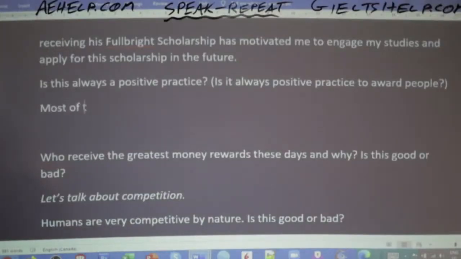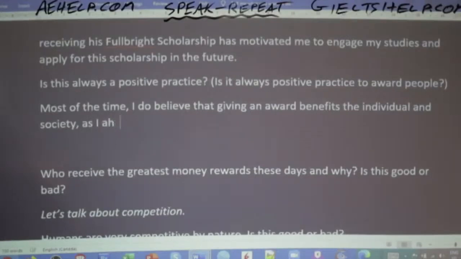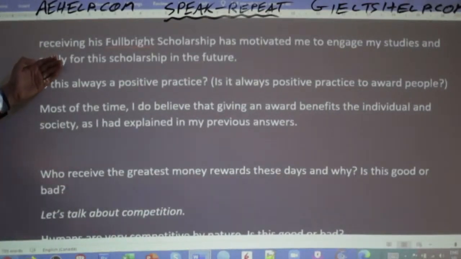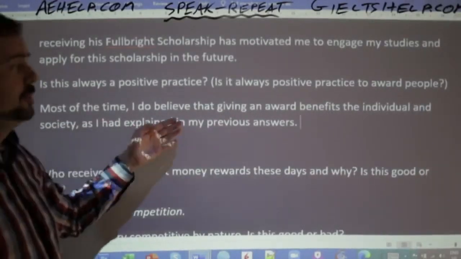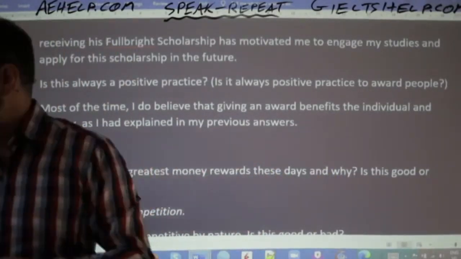So most of the time, I do believe that giving an award benefits the individual and society, as I had explained in my previous answers. Okay. Don't be shy, students. Use expressions like this to reflect back on what you said, especially when it's aptly used, it's correctly used. So most of the time, I do believe that giving an award benefits the individual and society, as I had explained in my previous answer.